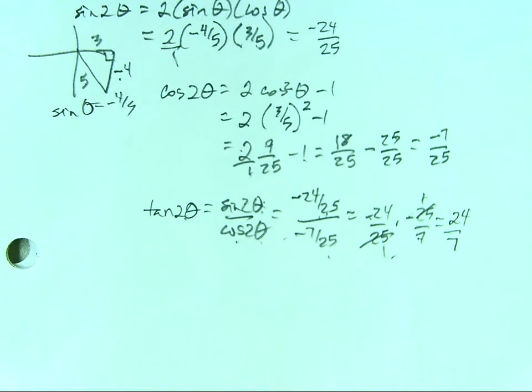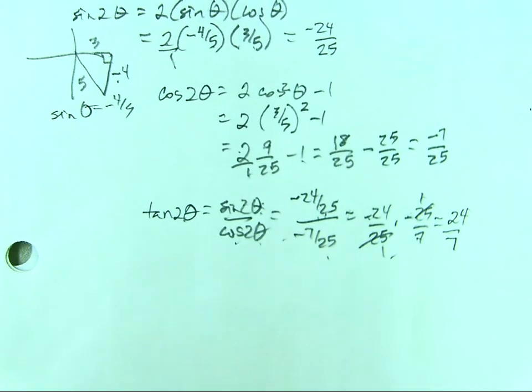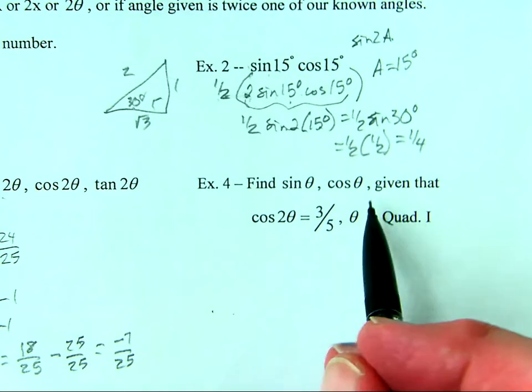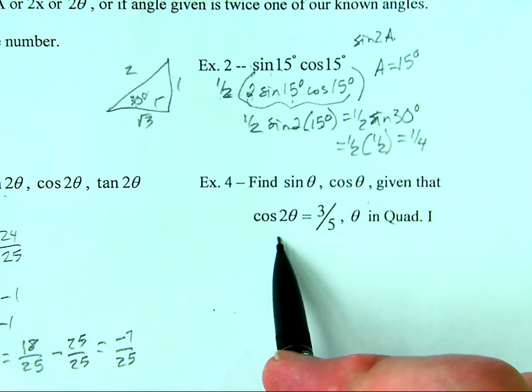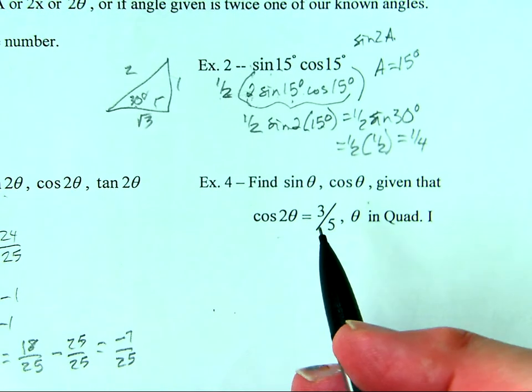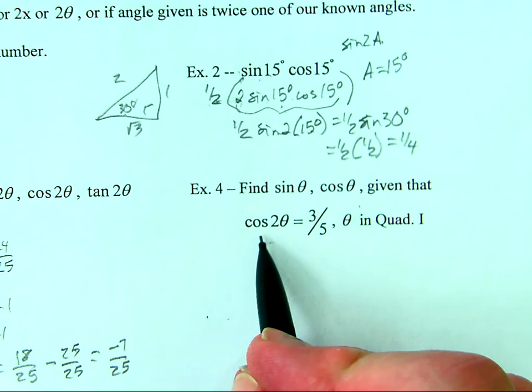Okay? The next one says find the sine of theta and cosine of theta given that the cosine of 2 theta equals 3/5. So here, notice it says the cosine of 2 theta.